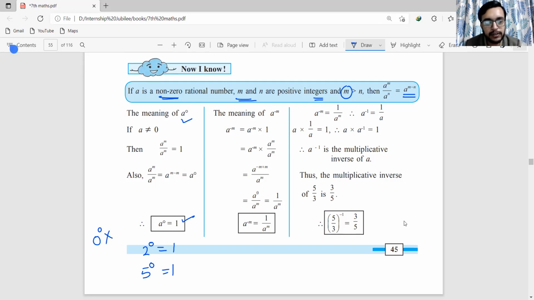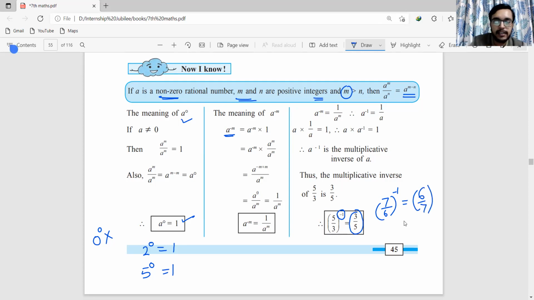Otherwise, except 0, any number raised to power 0 will be 1, and a raised to power minus m will be 1 upon a raised to power m. If there is a number in fraction having negative power 1, then you have to take the reciprocal of it. Suppose 7 upon 6 raised to power minus 1 is there, then this can be written as 6 upon 7.